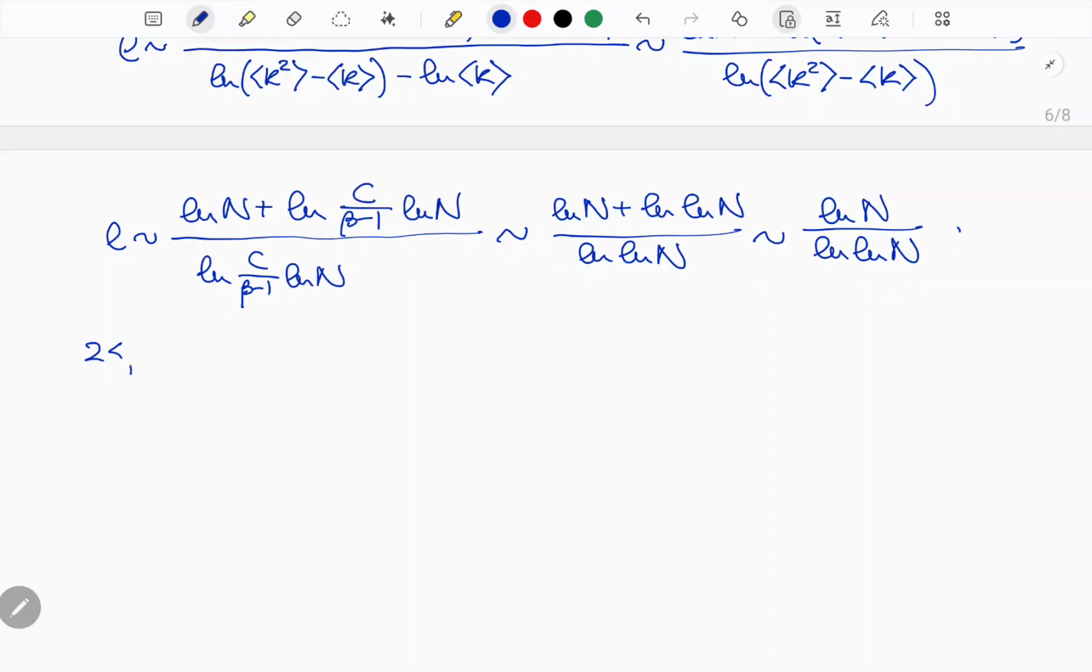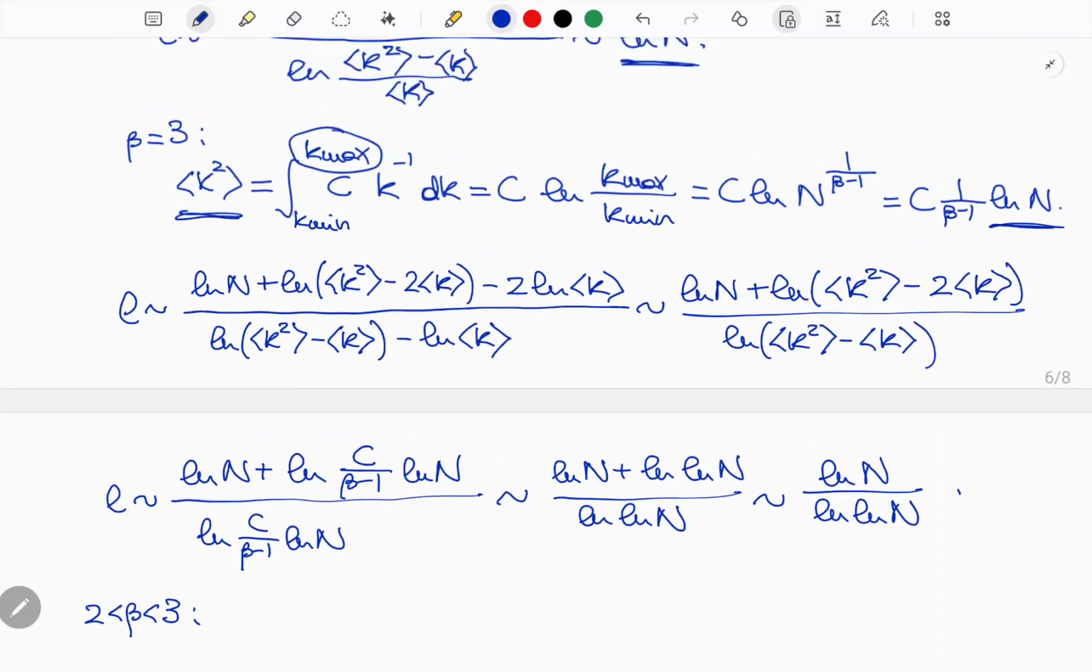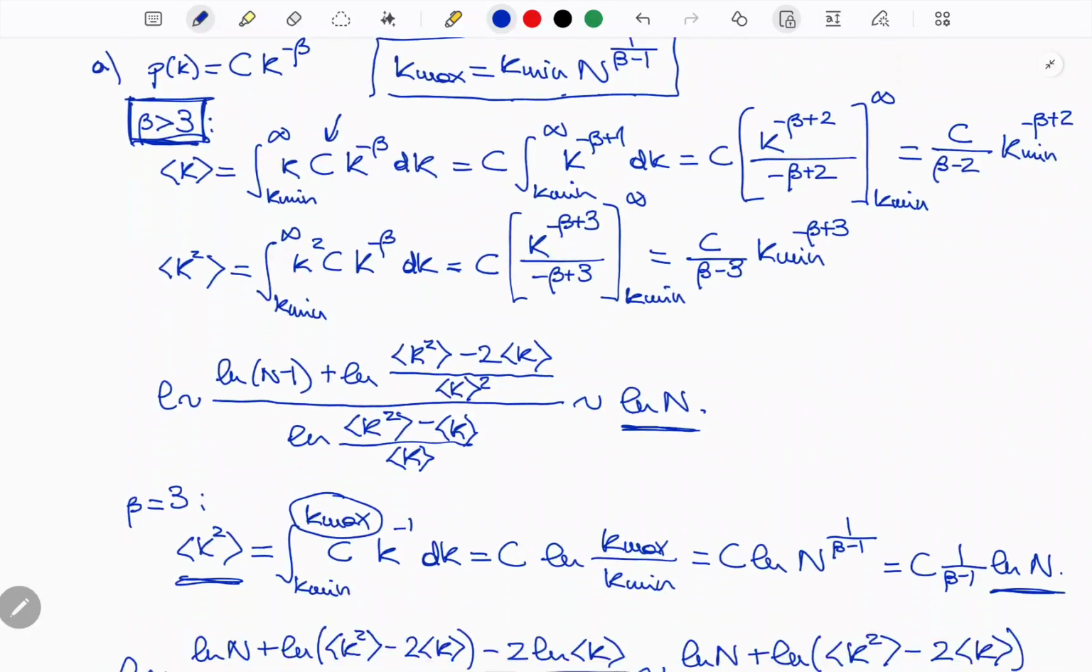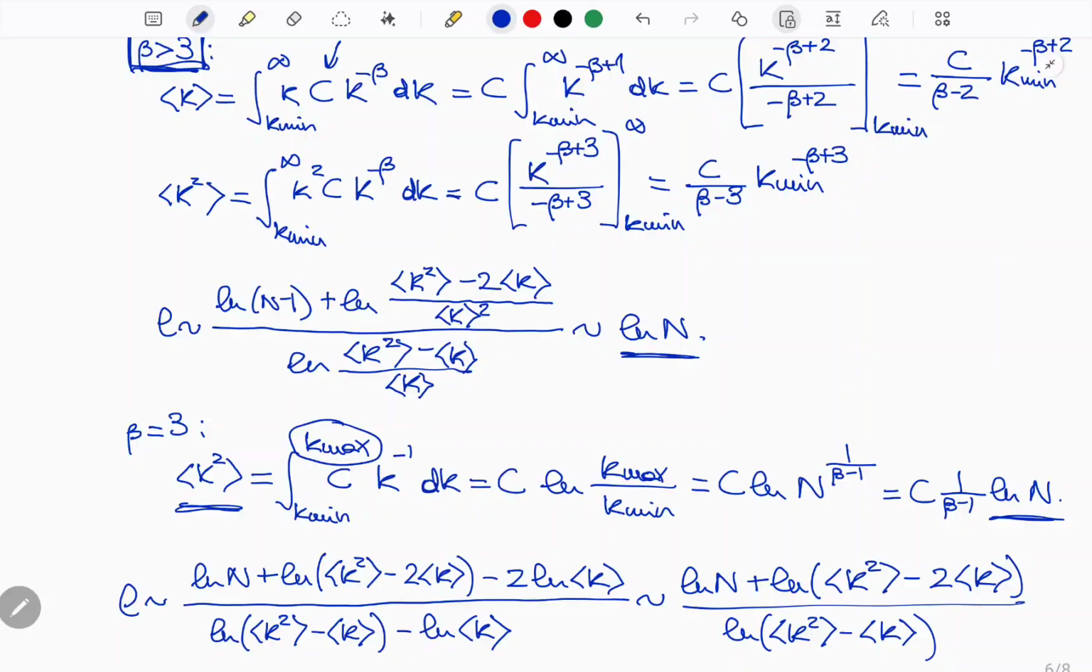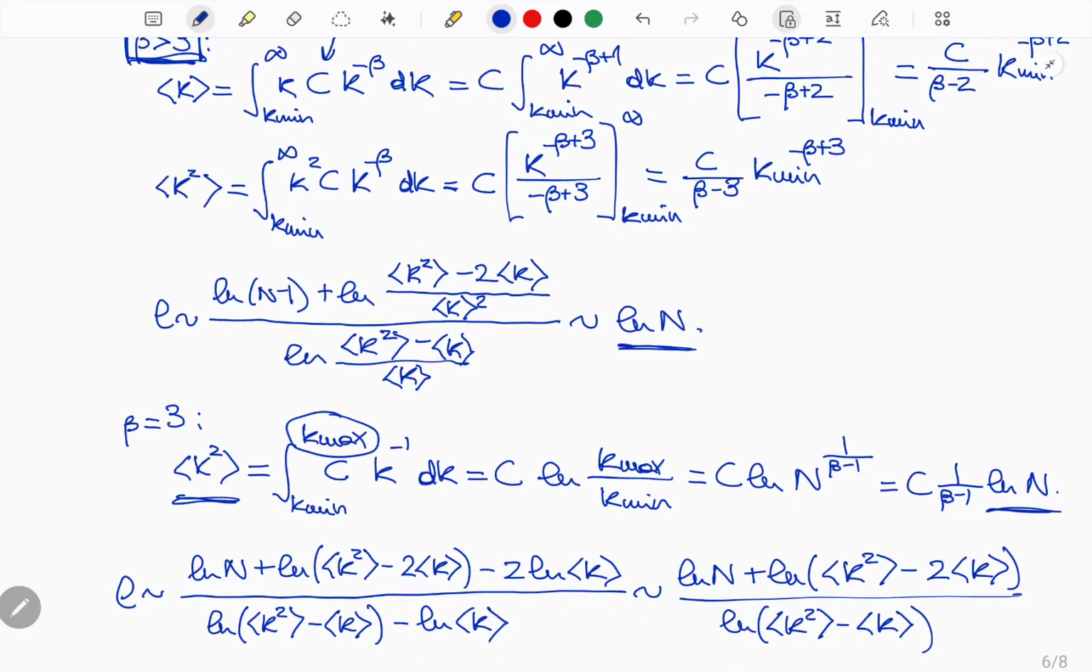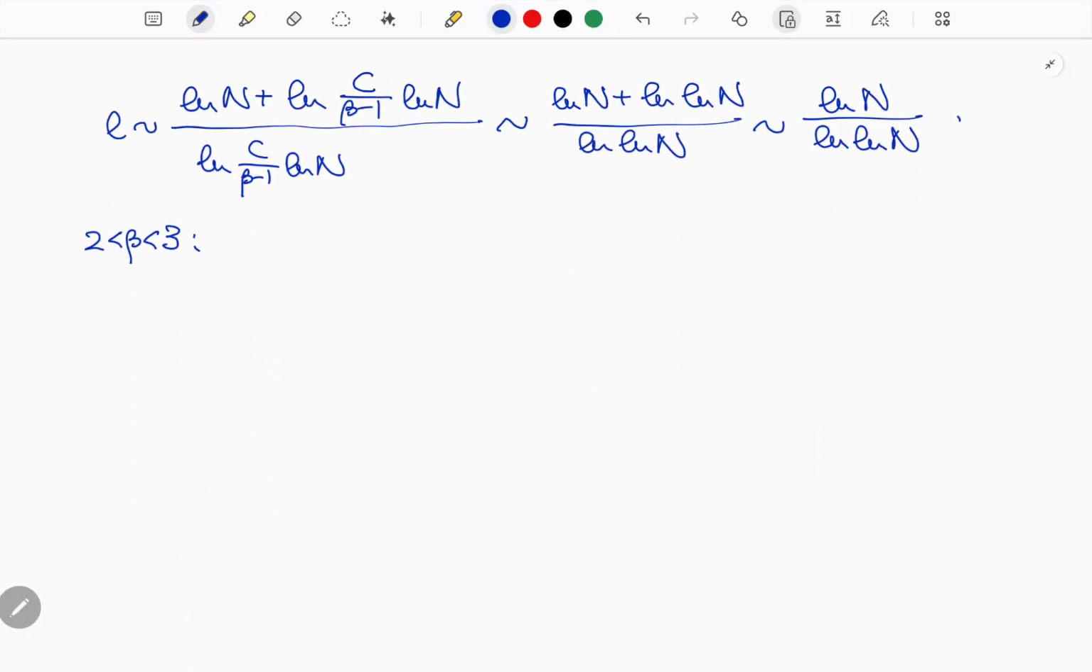So when beta is between 2 and 3, still the average degree is going to converge, but the average of the square degree is not going to converge. Not like a logarithm, but this time like a power. So it's going to be much faster, the divergence.